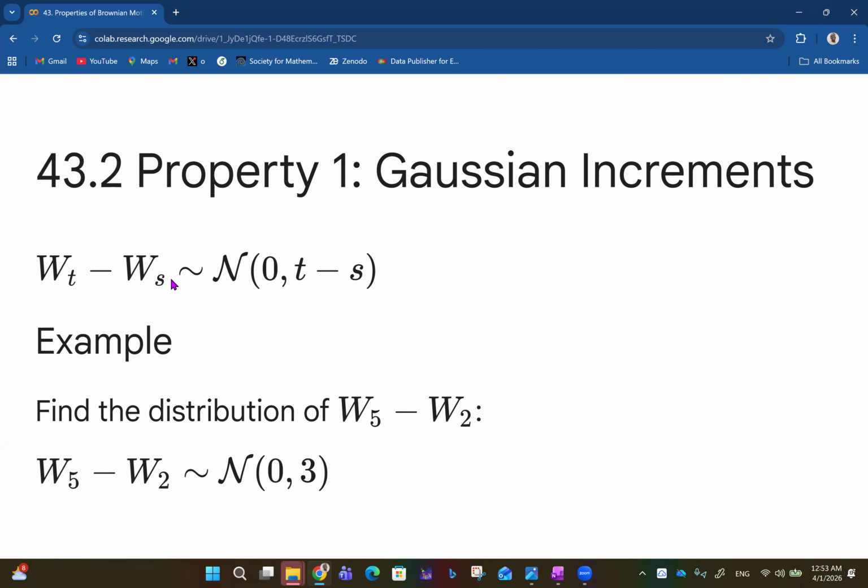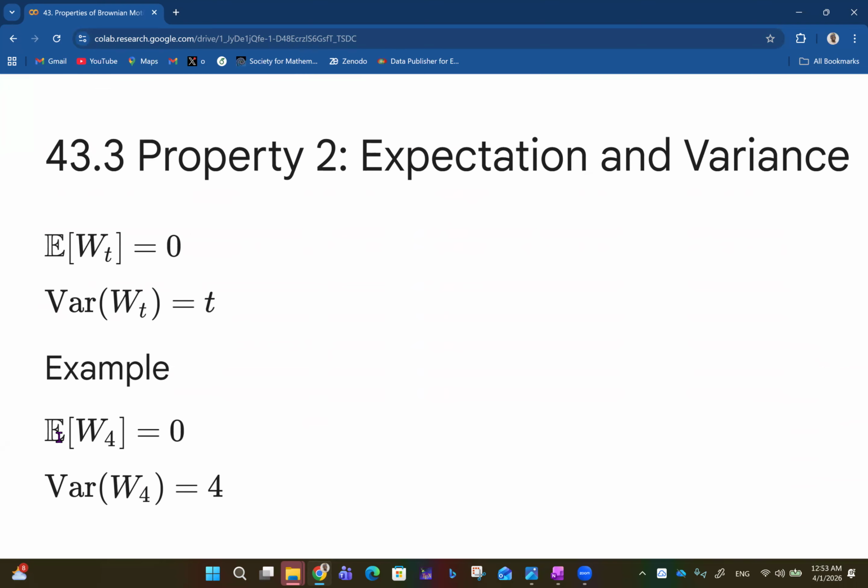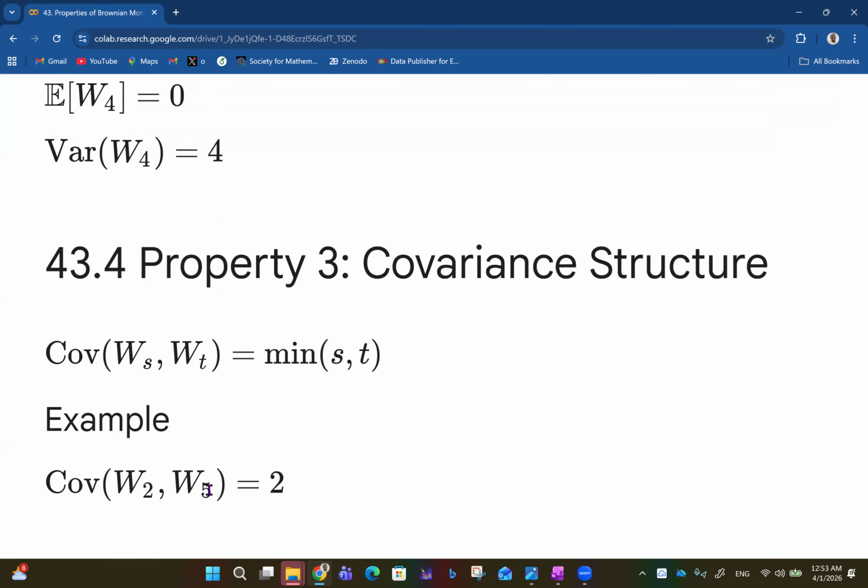Then we have property 2, which talks about expectation and variance. The expectation of W(t) is 0, and the variance of W(t) is t, like we already saw before. That means the expected value of W(4) is 0, and the variance of W(4) is 4. Very straight to the point. And then we have property 3, talking about covariance structure. The covariance of W(s) and W(t) is the minimum of s and t. So the covariance of W(2) and W(5) will simply be 2, easily.